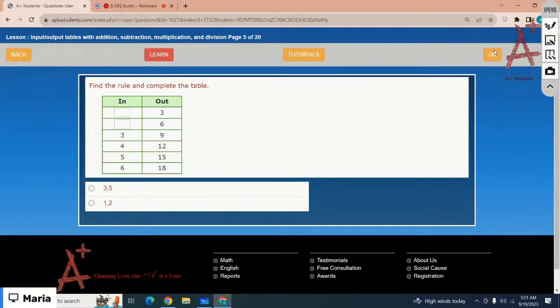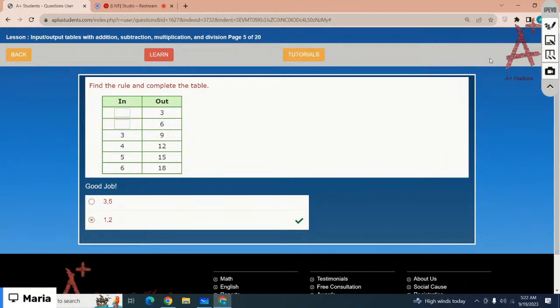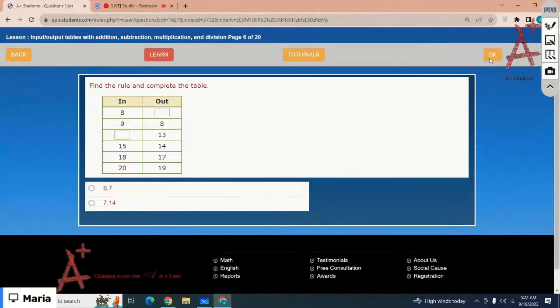Find the rule and complete the table. The numbers are the multiples of 3, right? That means the rule is you have to multiply the input values by 3 to get the output values. So 3 times 1 is 3 and 3 times 2 is 6. So the missing values are 1 and 2, right? Okay, you can complete the test by yourself later today. Let me just move on to the next lesson.